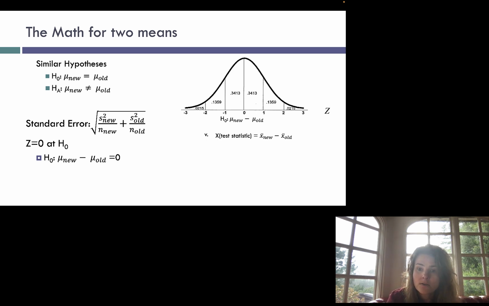So the hypothesized difference between the two means. Often this means our hypothesis, our H naught, is that the two are the same. So we would set that at 0. So often 0 goes at 0. And then we use the standard errors to build out our distribution.